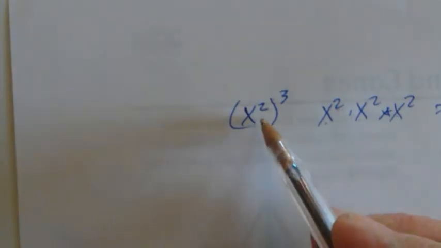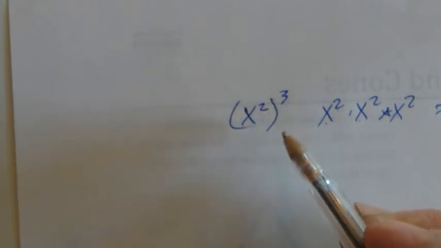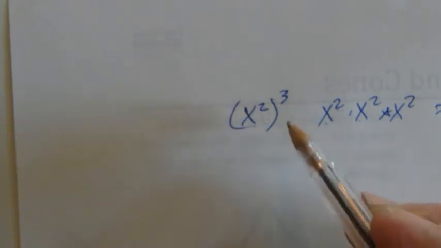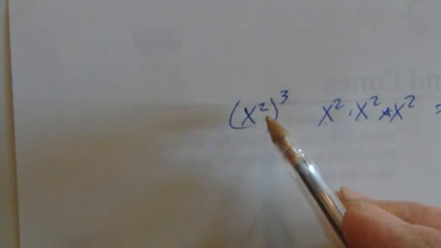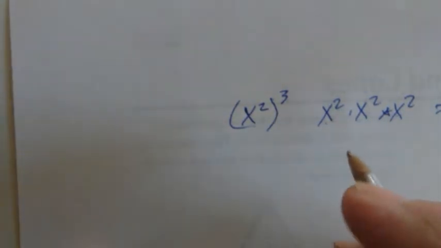So when you have an exponent and then you raise that to another exponent, that's when you multiply the exponents. Okay, that's different from x squared times x to the third. This is x squared raised to the third power. It's 3 x squared multiplied together, so it's x to the 6th. So you have to multiply the exponents when you do this.